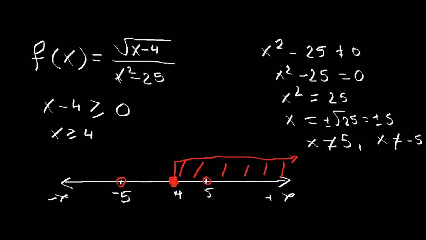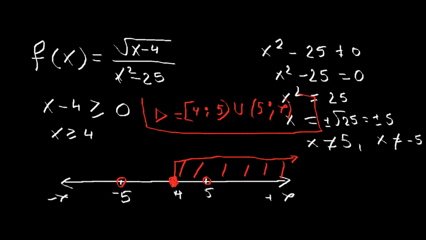So this area here is our solution for the numerator, for the expression x minus 4. So now, how do we determine the domain? The domain of f(x) will be equal to 4, so we have to include the number 4, to 5, we have to exclude 5 because it's not an allowed value for our quadratic equation. So we have round brackets. Now we make a union from 5 to infinity. This is our domain and this is our solution.